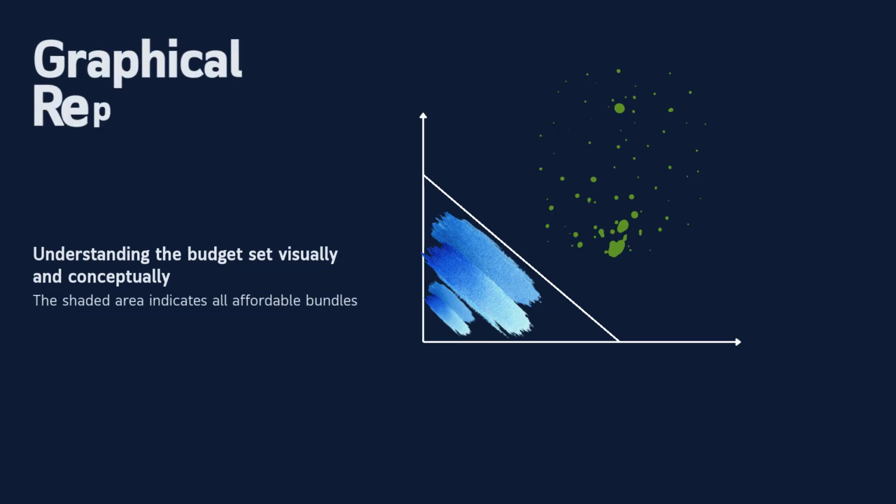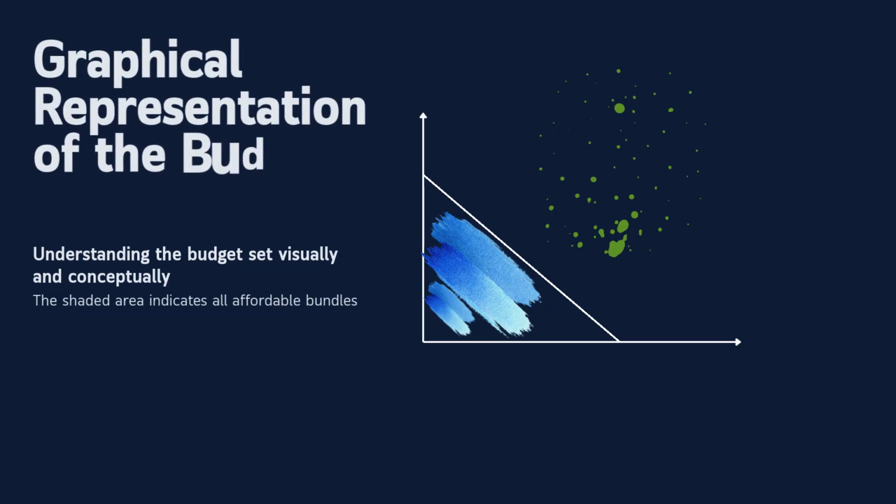We usually represent the budget set graphically. You can see good 1 on the horizontal axis and good 2 on the vertical axis. The shaded area under the budget line represents the budget set. Every point inside the shaded area is affordable. The budget line itself represents spending all income.